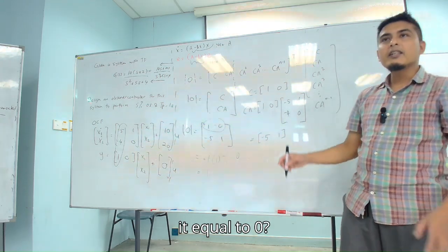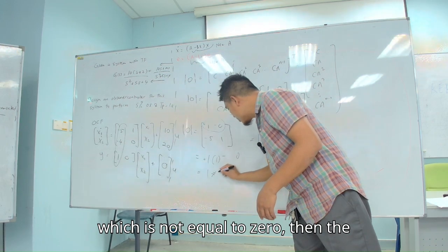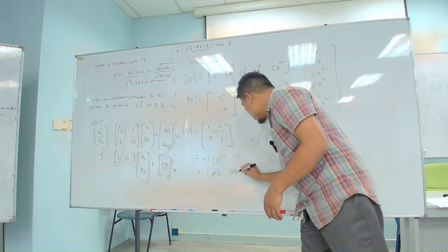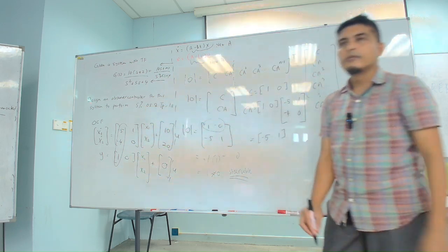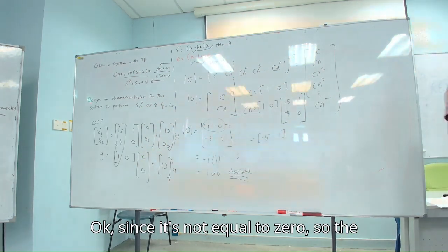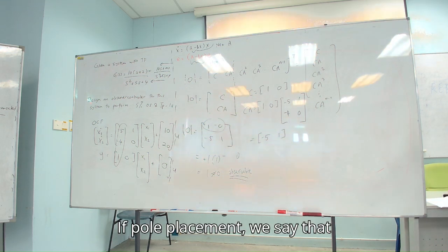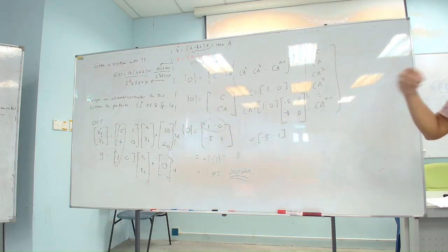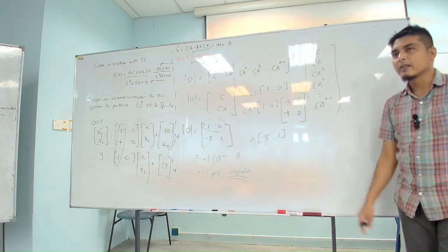So 1, is it equal to 0? Which is not equal to 0, then the system is observable. Since it is not equal to 0, the system is observable. For pole placement, we say controllable. In observer controller, we name it as observable. Everything is about the term.